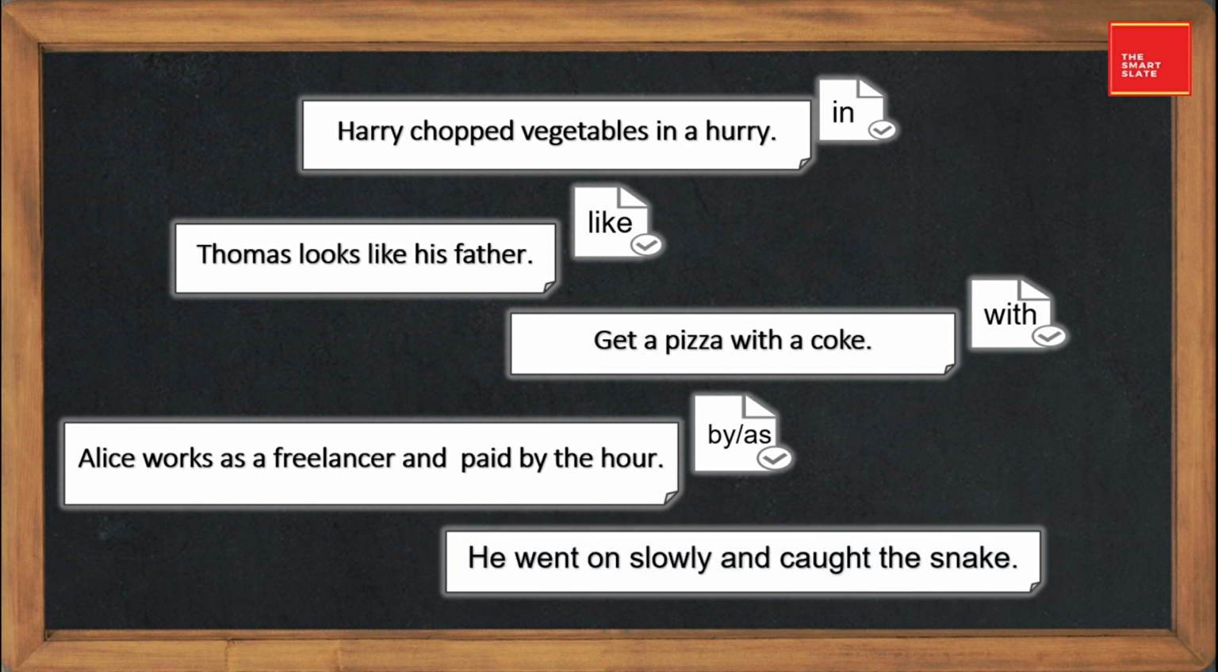He went on slowly and caught the snake. So the manner in which someone went and caught the snake is on slowly. On here becomes the preposition of manner. In, like, with, by, as and on are the prepositions. The next type which we'll know more about is preposition of condition.